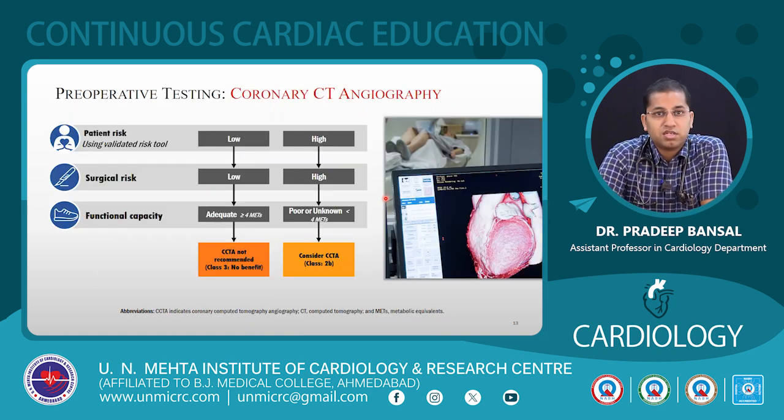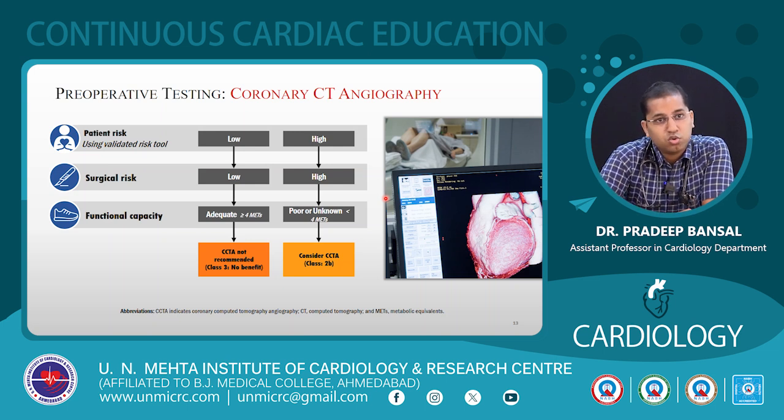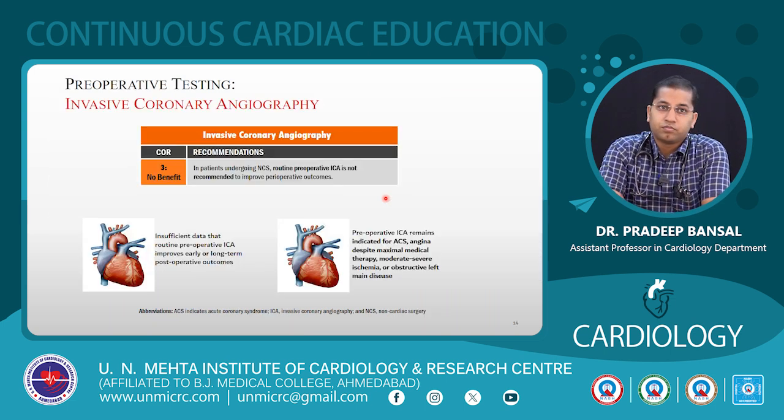And the next test is coronary CT angiography. So how is coronary CT angiography indicated? In a patient whose risk is low, surgical risk is also low, and functional capacity is good, there is no recommendation for CT coronary angiography. But if the patient has high risk, surgical risk is also high, and functional capacity is unknown or less than 4 METs, then there is a class 2B indication for CT coronary angiography.